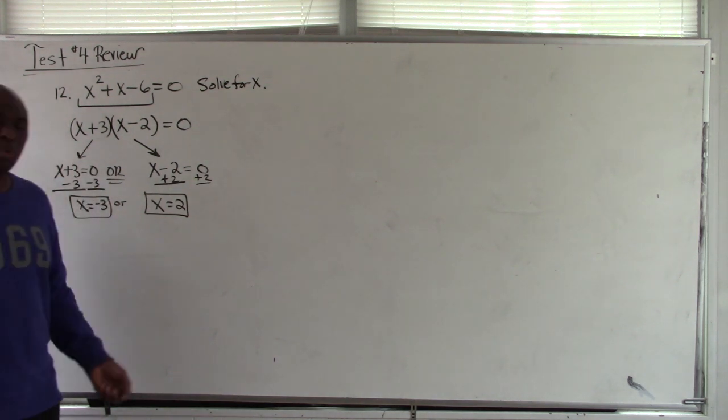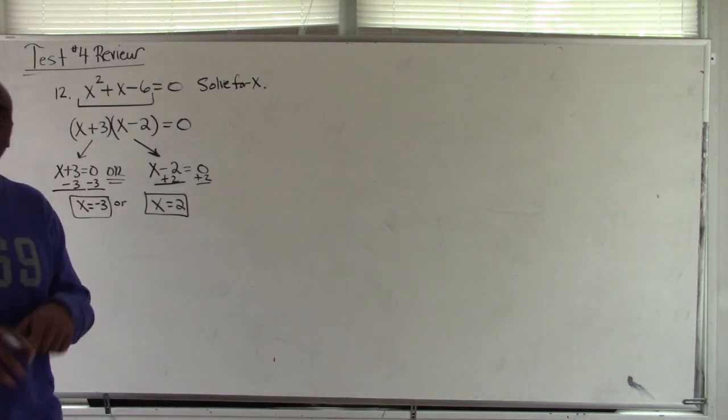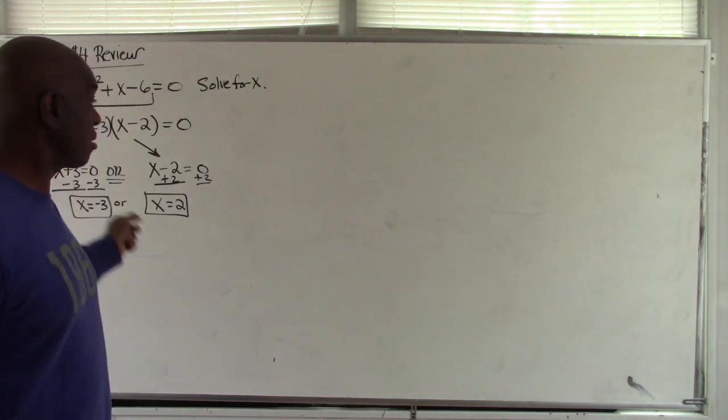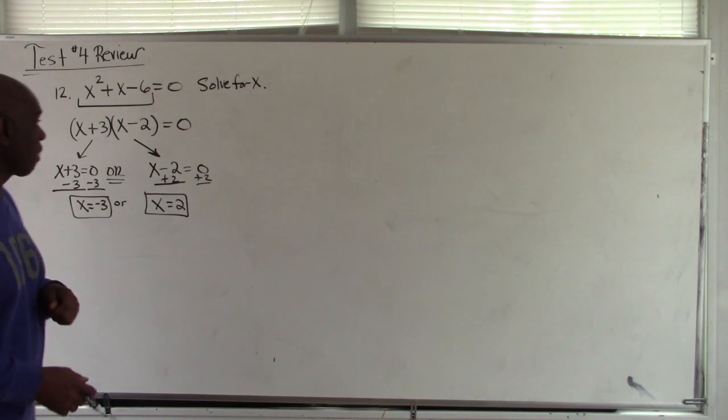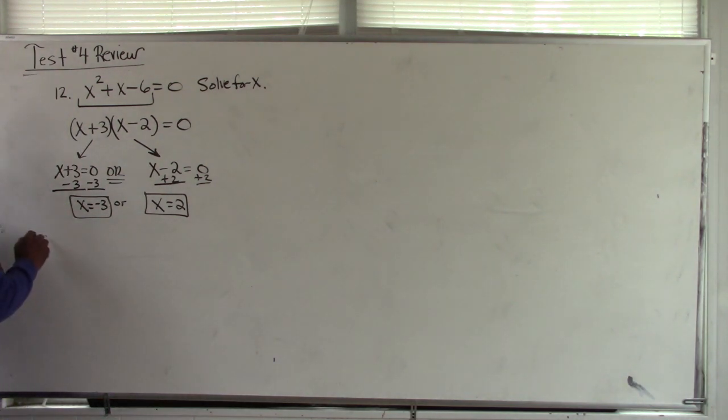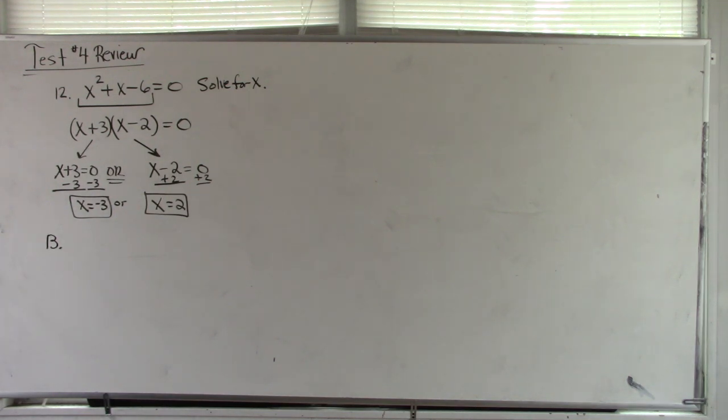No need to complete the square, no need for quadratic formula, no need for the square root method. Just go ahead and factor it and be done with it. Alright? That's 12. 13. Let's see what 13 is.